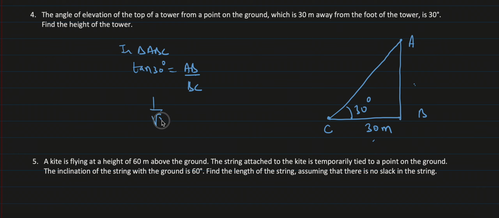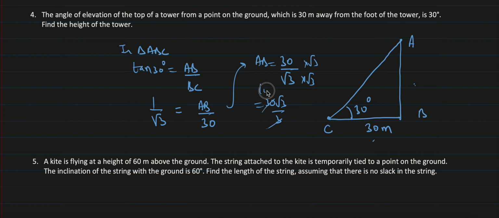Tan 30, 1 by root 3. AB we do not know. BC is 30. So what will be AB from here? 30 by root 3. Cannot leave root 3 in the denominator, so rationalize it. So you will get 30 root 3 by 3, that is 10 root 3 meter. Done. You don't have to change it also. Okay.